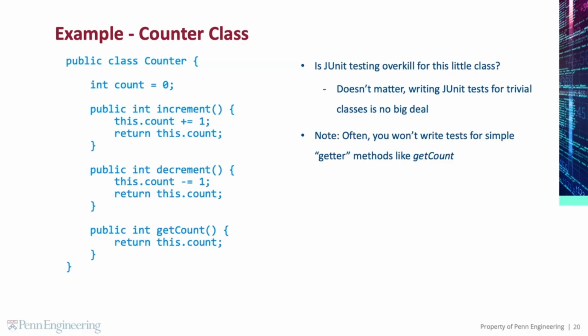Here's our example counter class, public class Counter. We have an instance variable declared as count, initialized to 0. Then we have an increment method, which adds 1 to the count. We have a decrement method, which subtracts 1 from count. And we have a getCount method, which just returns the current value of count. Is JUnit testing overkill for this little class? Doesn't matter. Writing JUnit tests for trivial classes is no big deal. Note, you often won't write tests for simple getter methods like getCount.